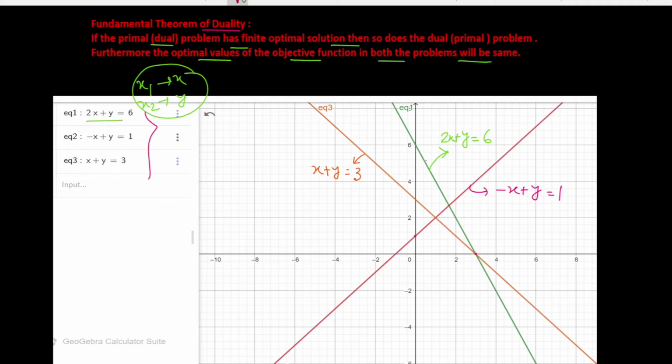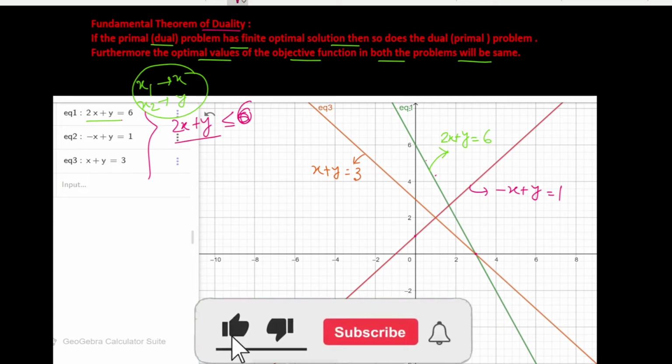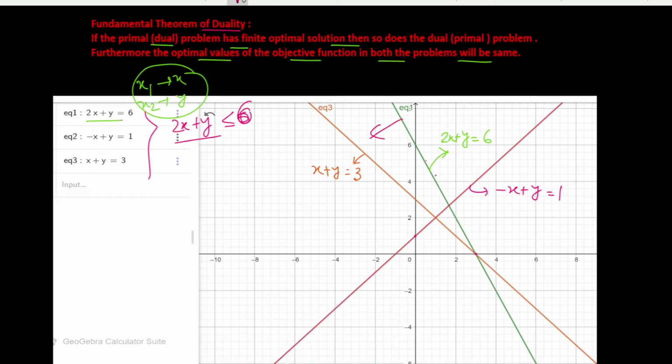equal to 6. This is the line 2x plus y equal to 6, and here the inequality is of less equal to type, less equal to 6. So if we put 0, 0 in this inequality, then it satisfies the inequality. So the direction is towards the origin.